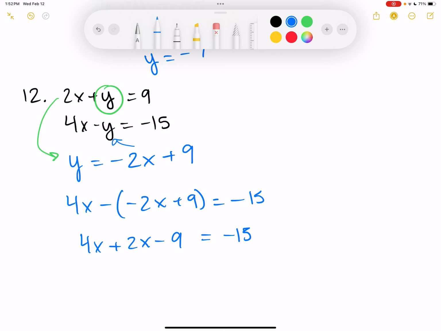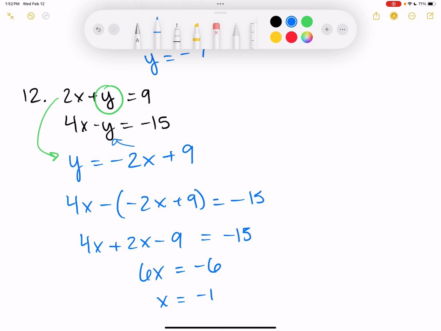So in this step, I'm going to combine the like terms and I'm going to move the 9 over. So this is 6x. And I'm adding this 9 over here. So negative 15 plus 9 is negative 6. Divide by 6. X equals negative 1.